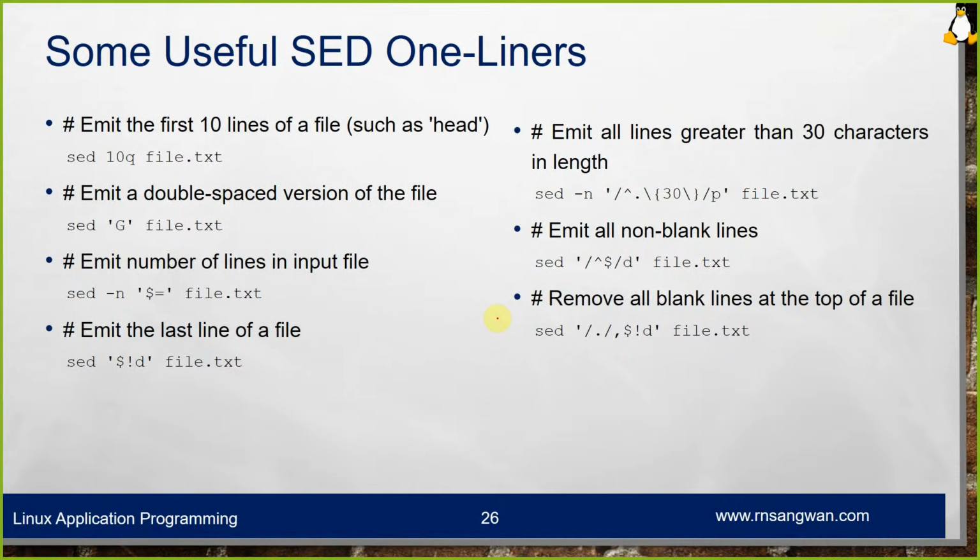These are some of the simple one-liners, like display the first 10 lines of the file, like the head command. Emit a double-spaced version of the file, sed G. Emit the number of lines in the input file. Emit the last line of the file. All lines greater than 30 characters in length. Non-blank lines. Remove all blank lines at the top of the file. So these are some of the examples, we call them one-liners.